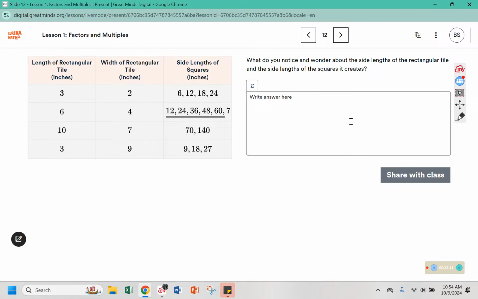What do you notice and wonder about the side lengths of the rectangular tile and the side lengths of squares it creates? So I see that 3 and 2, they are both factors of 6, factors of 12, factors of 18. You could also say that these are all multiples of 3 and 2. And same goes for these. All of these square side lengths are multiples of the length and width of the tiles.